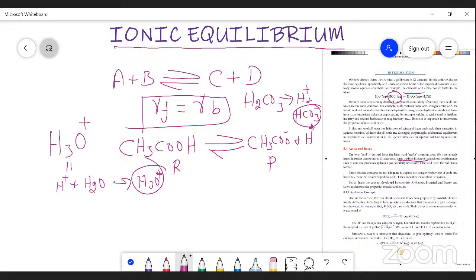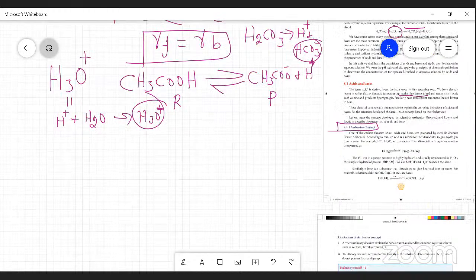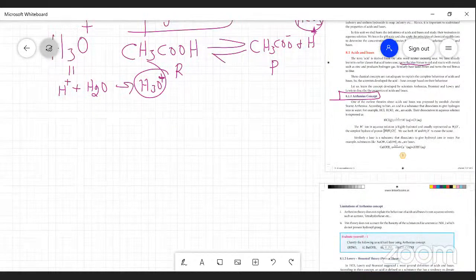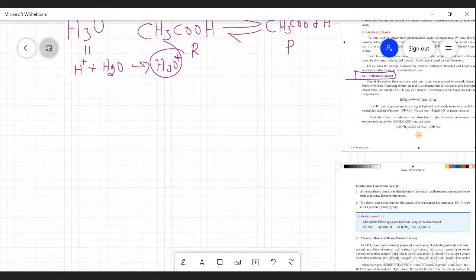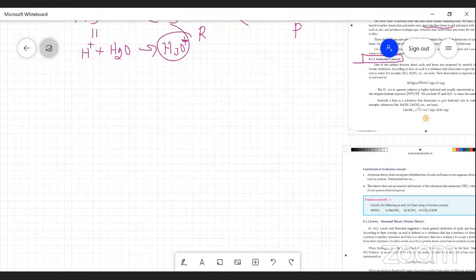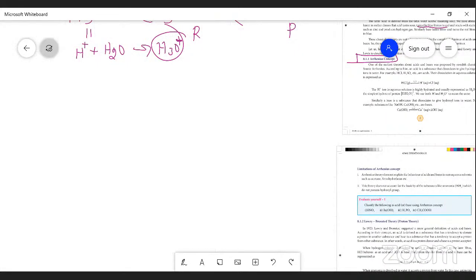Now you are in the higher classes, how can you define them? That is based on the concepts given by scientists. First, we are going to discuss the Arrhenius concept. What is acid according to Arrhenius? It's a simple way. According to Arrhenius, the substance which gives H plus ion is called an acid. Simple.